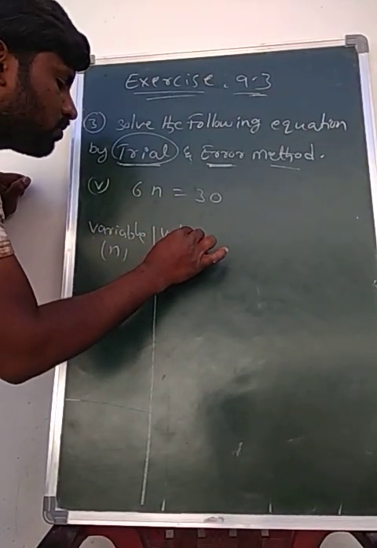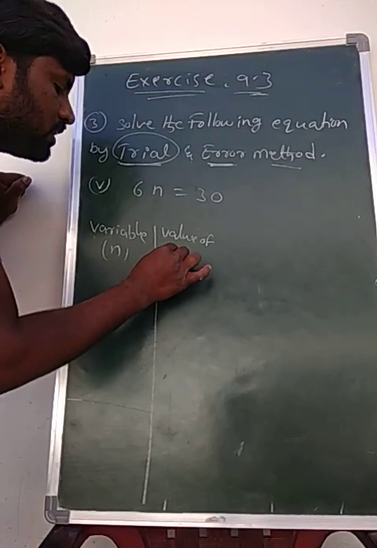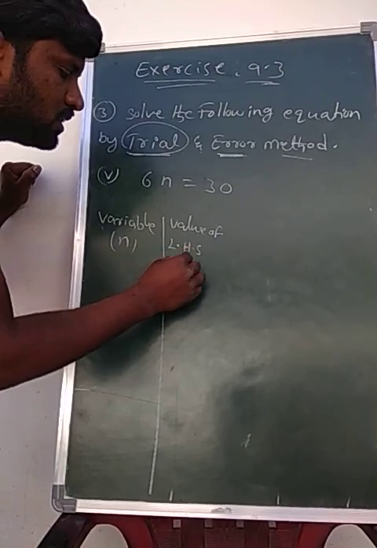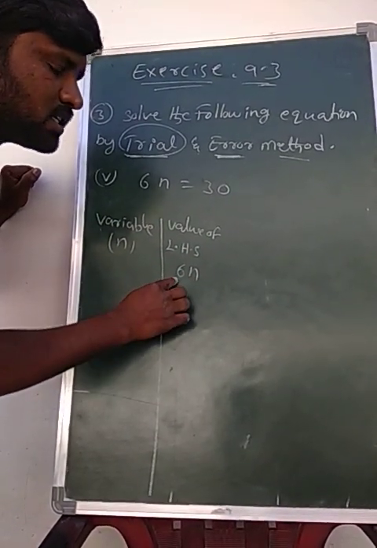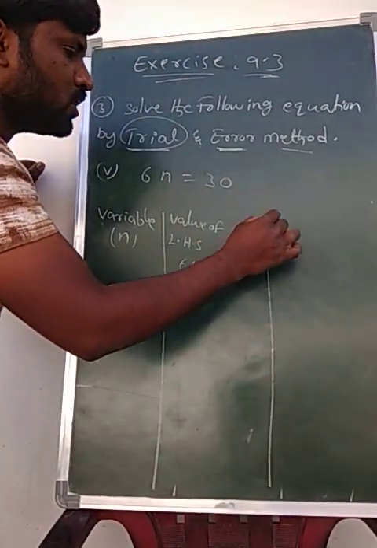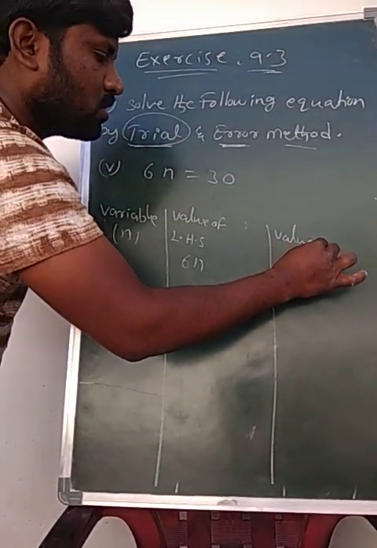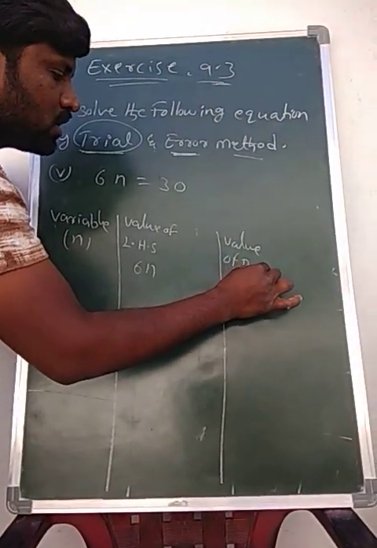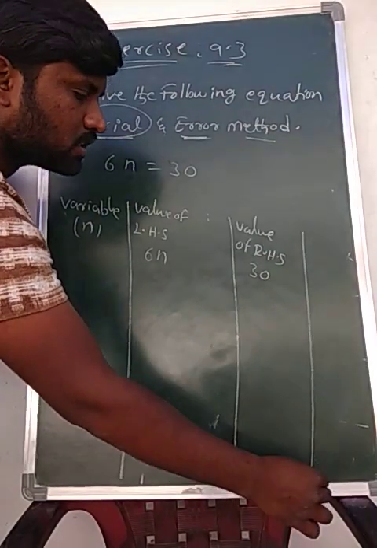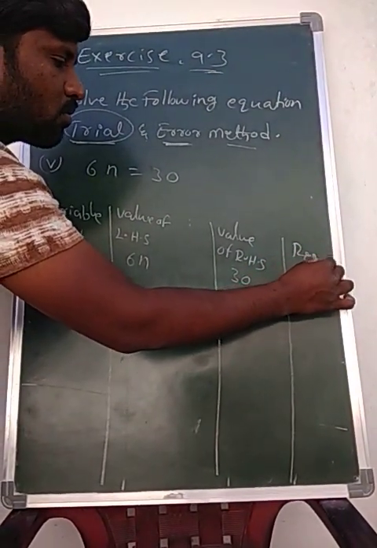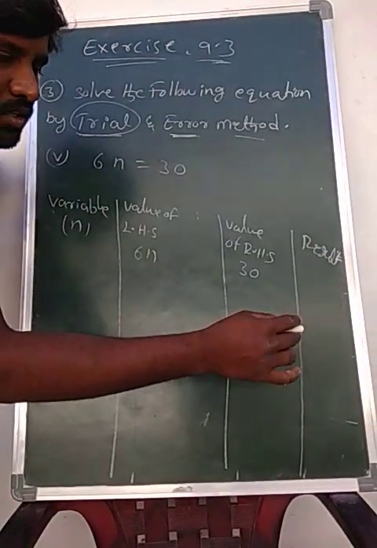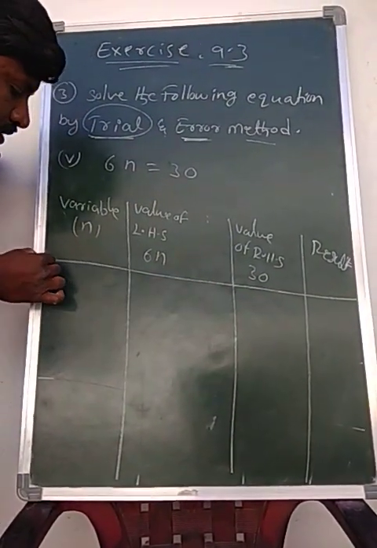What is the LHS part? Value of LHS, the left side of the equal sign, that is 6n, which means 6 into n. Okay, next, value of RHS, that is 30. The RHS value is 30. Then result means whether LHS and RHS are equal or not equal. Okay, so these are the required columns.